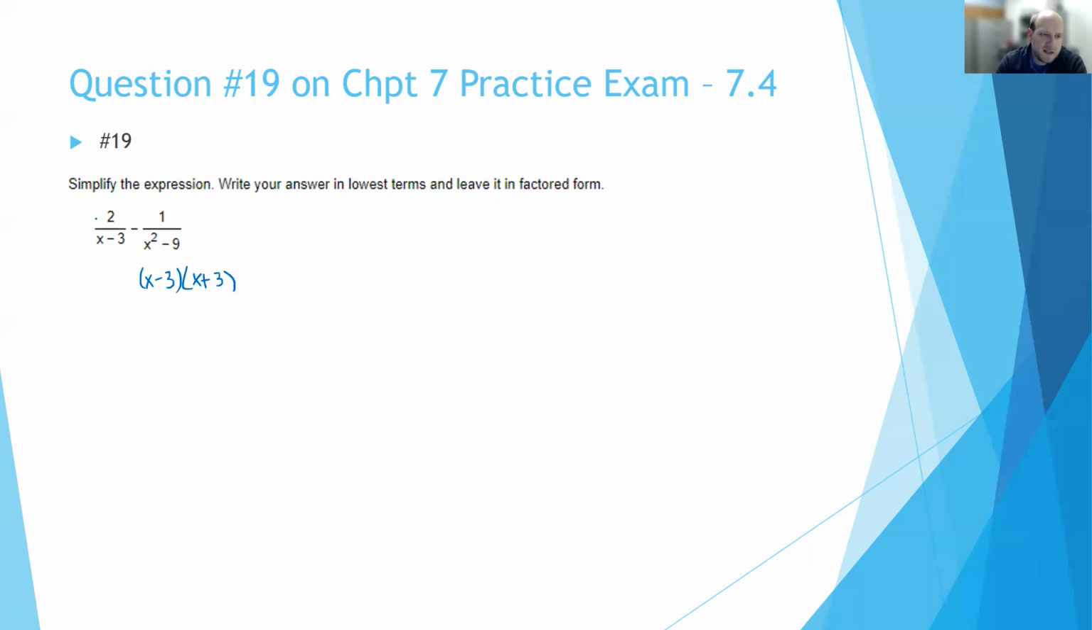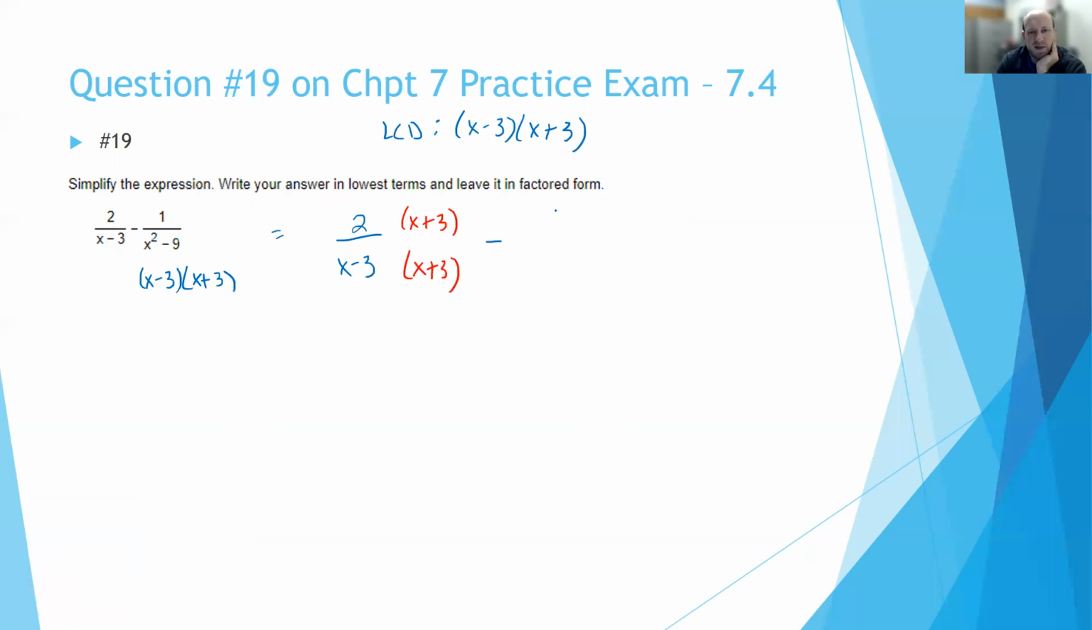This expression, 2 over x minus 3, in the denominator is missing an x plus 3. So our LCD in this case is really x minus 3 times x plus 3. So I'm going to take this one and say 2 over x minus 3, and it's missing that x plus 3, so I'm going to multiply this top and bottom by x plus 3.